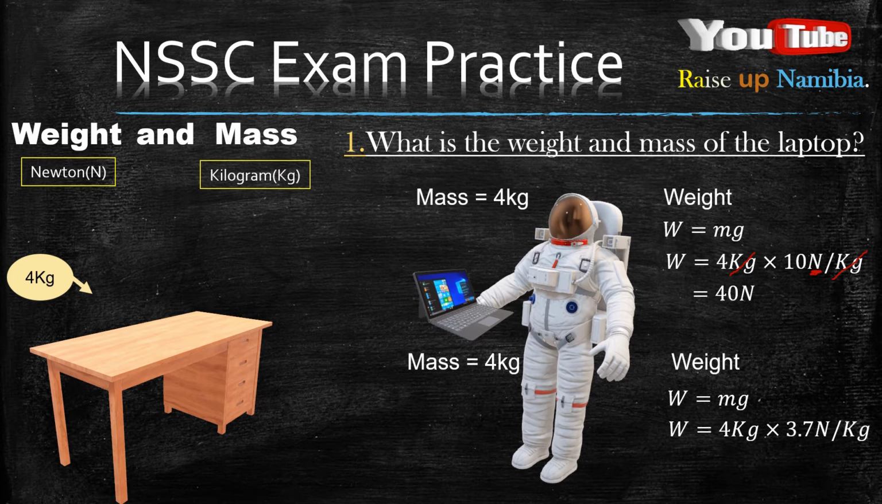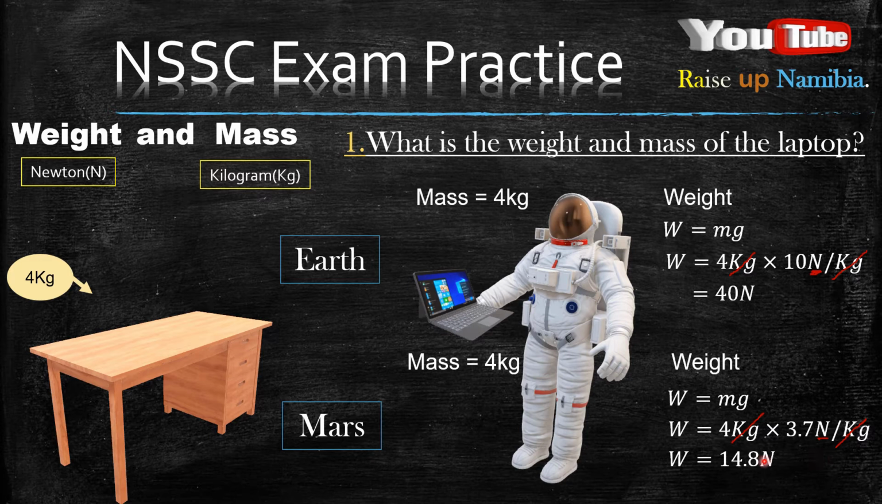Now again, it's the same method. When you multiply, this kg will cancel out this kg. Then you'll be left with newtons. So when you multiply 4 by 3.7, it will give you 14.8 newtons because of this N that is left, okay? Now I want you to notice that on Earth, the mass was 4 kg. And then on Mars, the mass was also 4 kg. Now what about the weight? The weight on Earth was 40 newtons. But on Mars, it was 14.8 newtons.